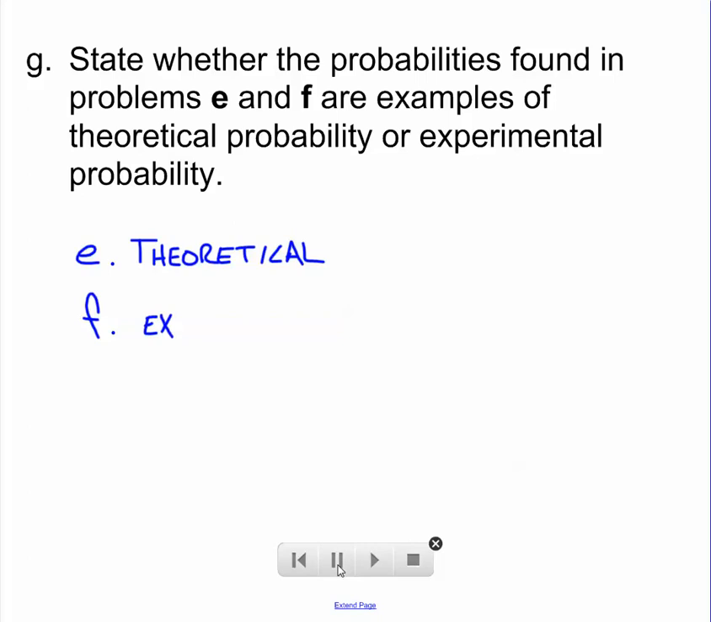In F, where we're talking about the sandwich shop, we're actually using an experiment that we tried. 36 out of 120 people bought the turkey melt. So that's experimental probability. Theoretical probability is based on what should happen. Experimental probability is based on what did happen. What should happen, what did happen.